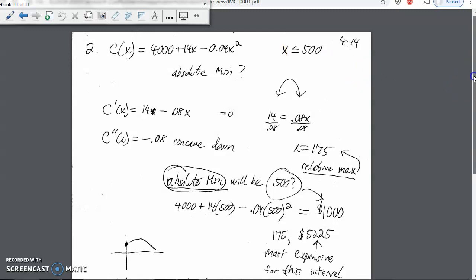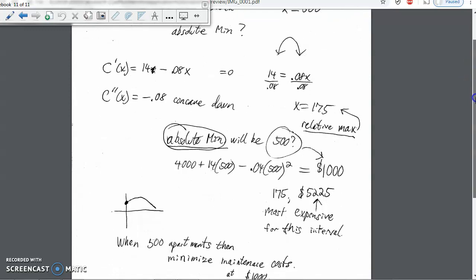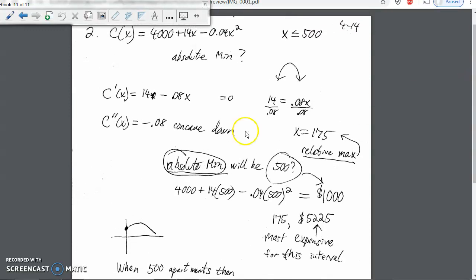And then I'm going to find my relative max or min point. So I'm going to take the first derivative, set it equal to 0, find x, and I get 175. If I take the second derivative, I do confirm that it's concave down. So this 175 is actually a relative max. So it would actually be more costly for them to build just 175 apartments.